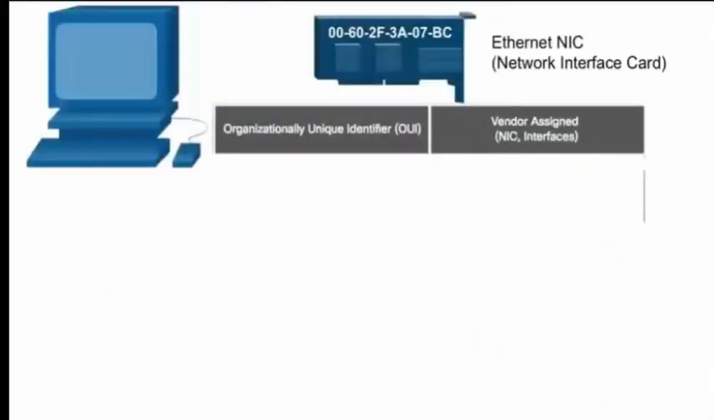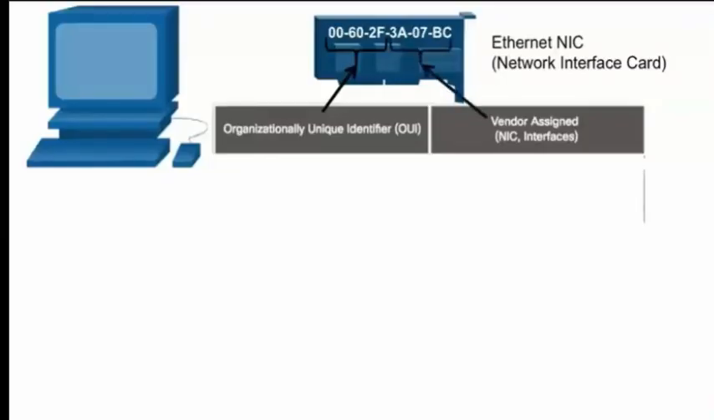An Ethernet MAC address has two parts. The first 24 bits represent the Organizationally Unique Identifier, or OUI. This is the vendor or manufacturer portion of the address. For example, one of several OUI codes associated to Cisco Systems is 00602F, as shown in the example.